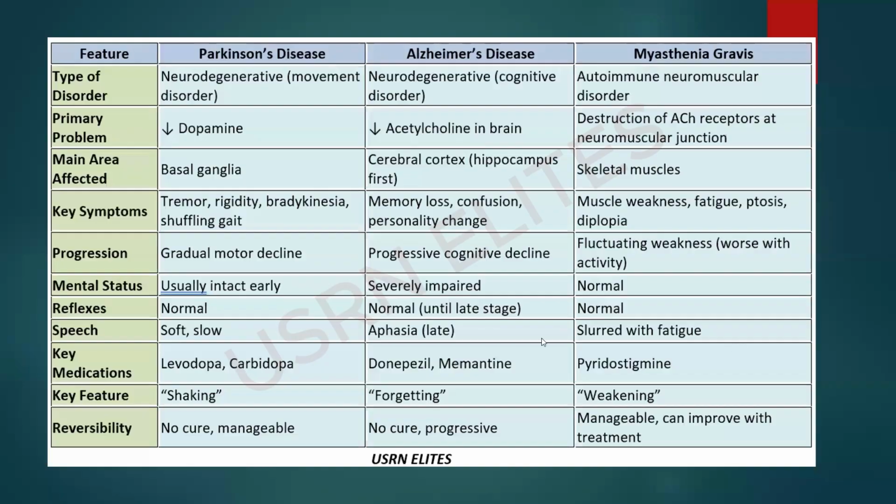Now watch here. Parkinson's disease has no cure. It's manageable. Alzheimer's disease has no cure, and it's even progressive. It can even move ahead to be worse. Then the last one, myasthenia gravis, it's manageable and can improve with treatment. If you have any question on this one, you can ask.